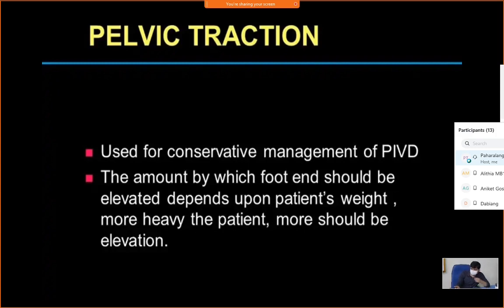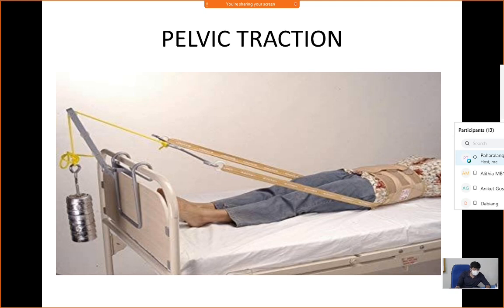Pelvic traction is used for conservative management of PIVD. PIVD is prolapsed intervertebral disc. The amount by which the foot end should be elevated depends upon the patient's weight. The heavier the patient, the more the elevation should be. This is pelvic traction.